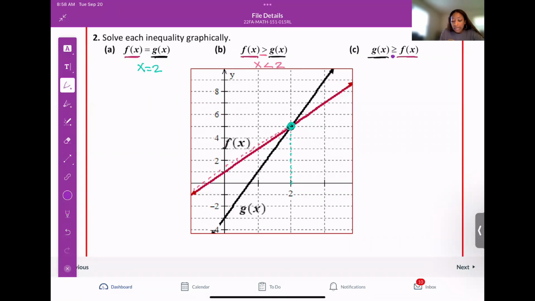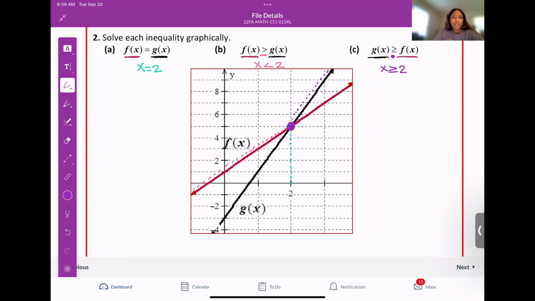We can see that the black line for g of x is above the red line for all of the x values bigger than 2. But this time we're also going to include the 2, because that's when g of x is equal to f of x. So our answer would be everything bigger than 2 and including 2. So our answer would be x is greater than or equal to 2.